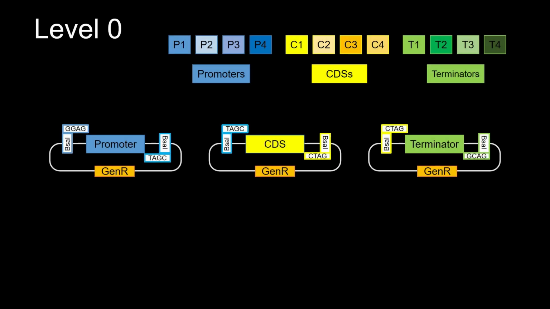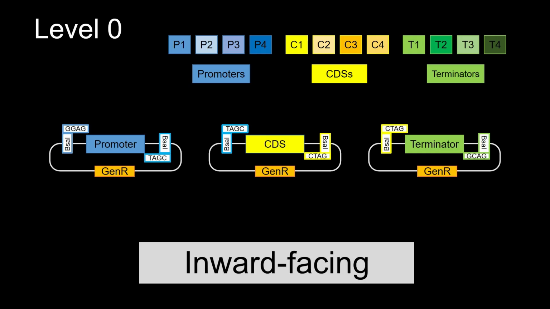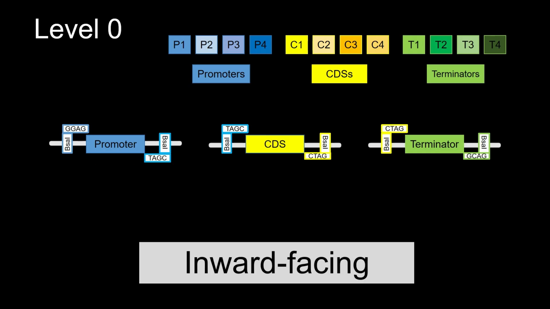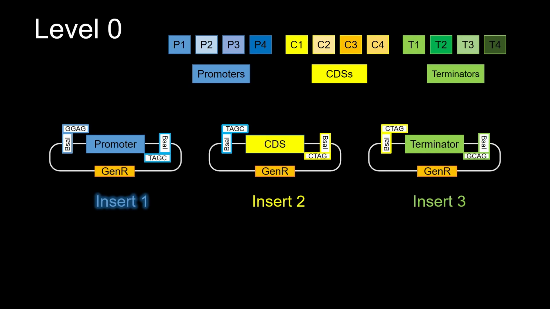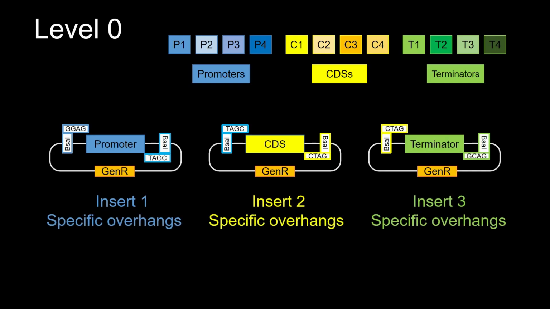Level 0 modules constitute the building blocks for higher-order assemblies. These components are typically housed in donor plasmids using an inward orientation to facilitate the removal of the backbone. These modules are categorized into functional inserts. Insert 1 is generally used for promoters, while subsequent positions are used for downstream elements. All these inserts are defined by unique overhangs.